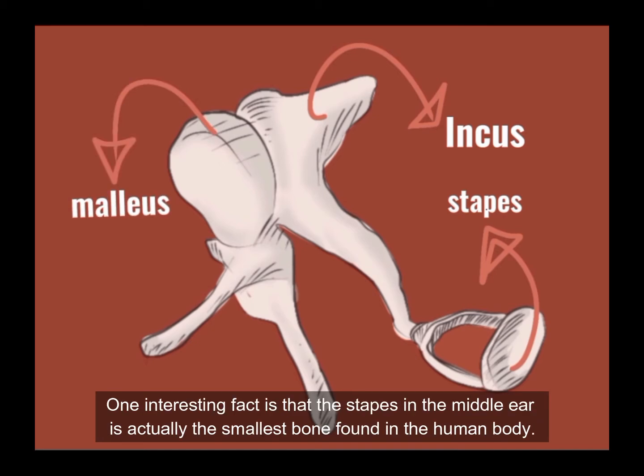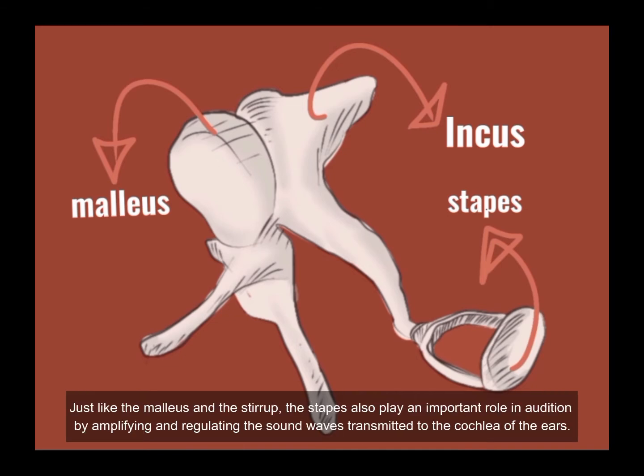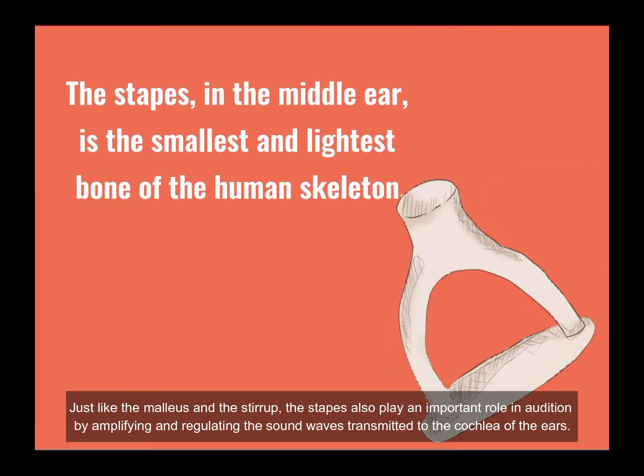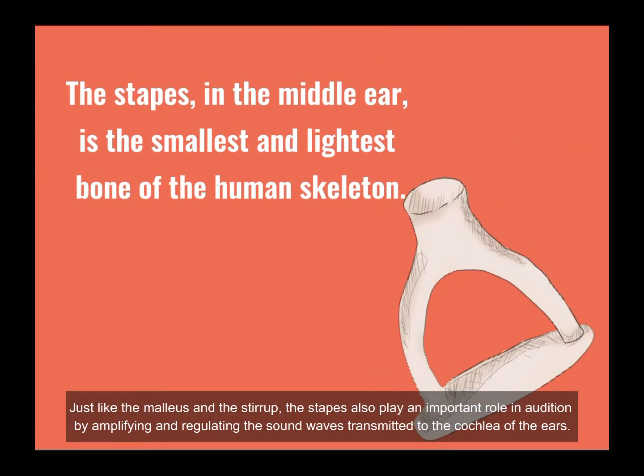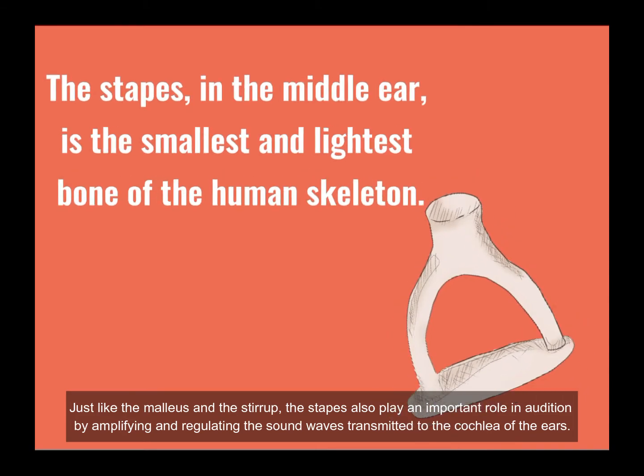One interesting fact is that the stapes in the middle ear is actually the smallest bone found in the human body. Just like the malleus and the incus, the stapes also plays an important role by amplifying and regulating the sound waves transmitted to the cochlea of the ear.